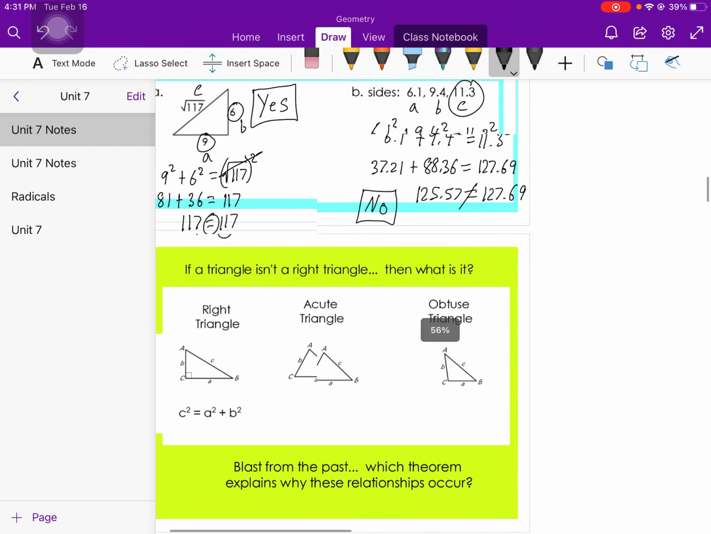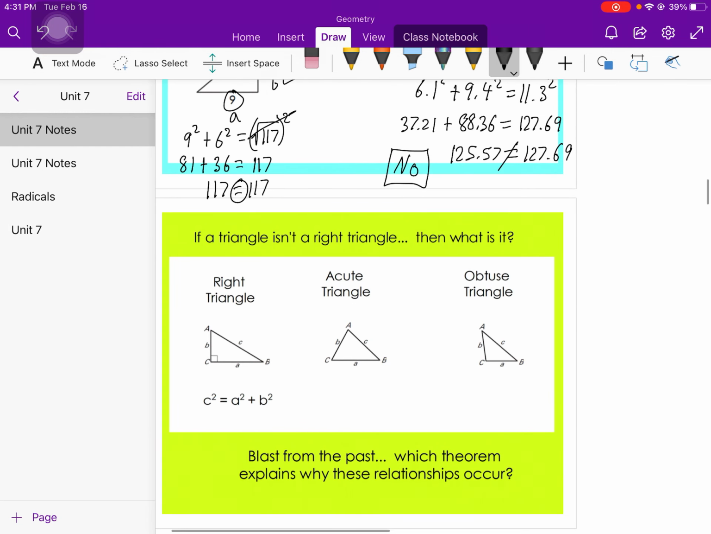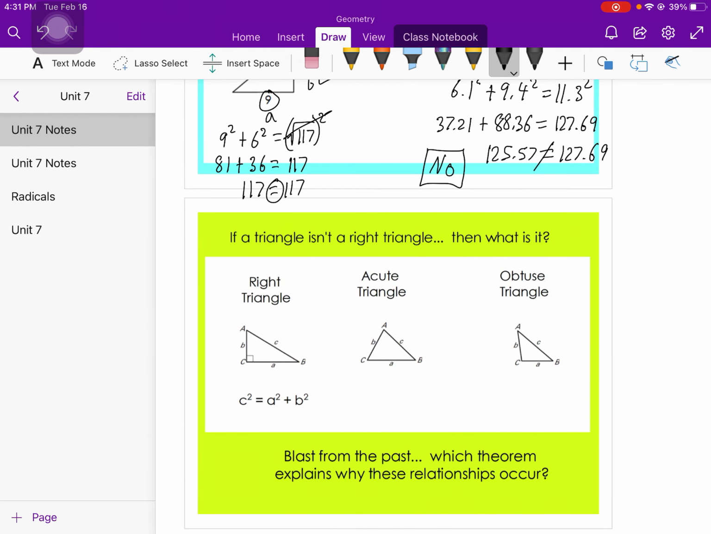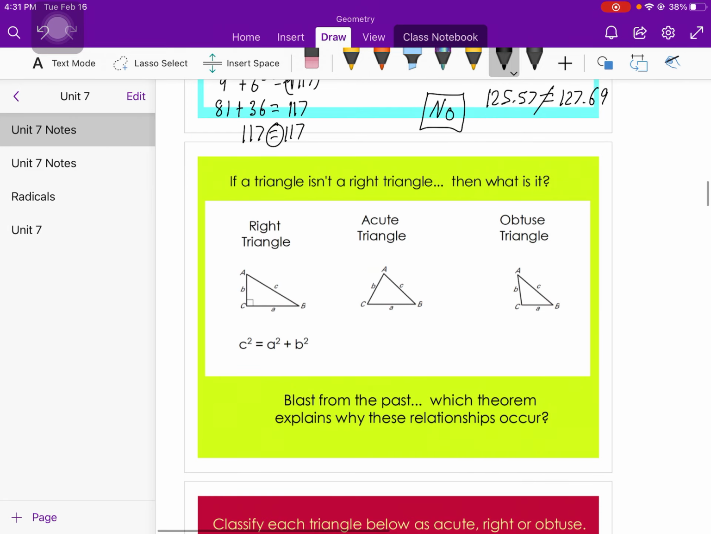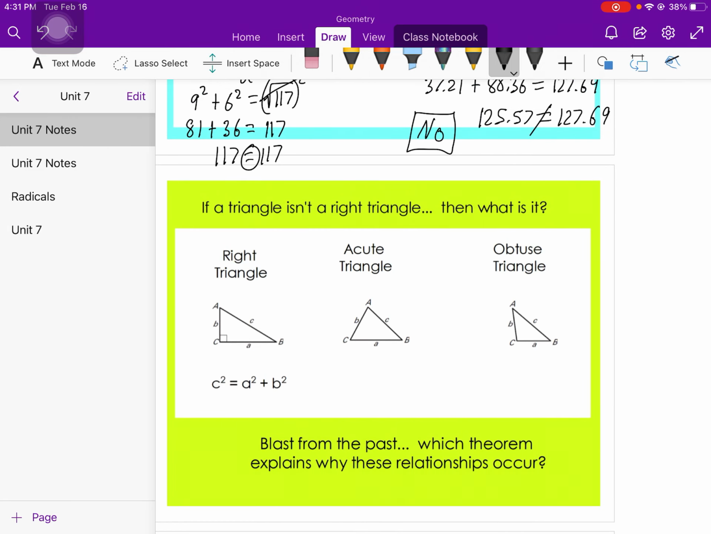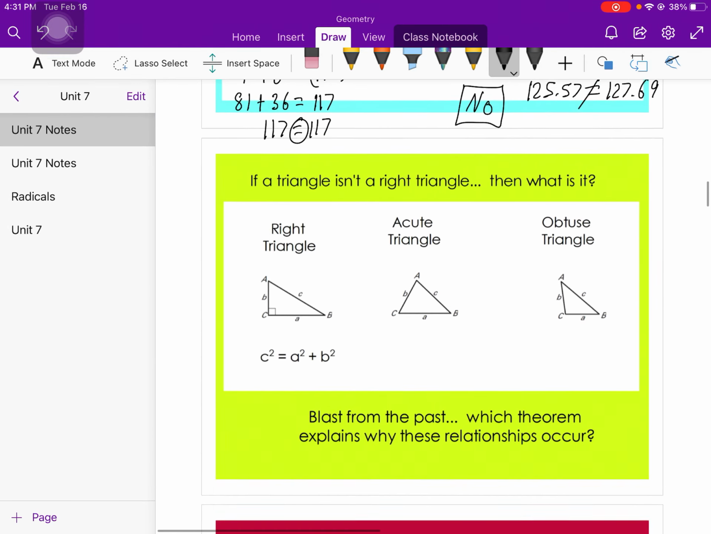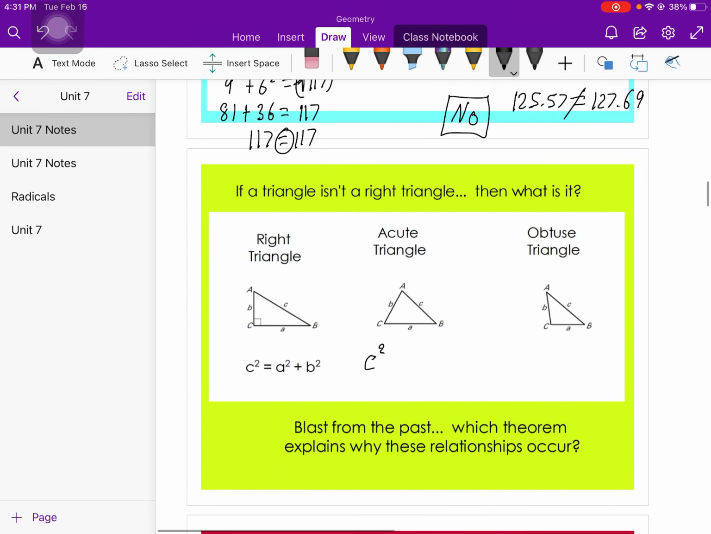Now, we can actually use this in a different way too, because if it's not a right triangle, then it has to be either an acute triangle or an obtuse triangle. So the idea is, with an acute triangle, we're still comparing c squared to a squared and b squared, but if it's going to be acute, then c squared is going to be less than the other two sides combined. And then for the other case, c squared is going to be greater than a squared plus b squared.